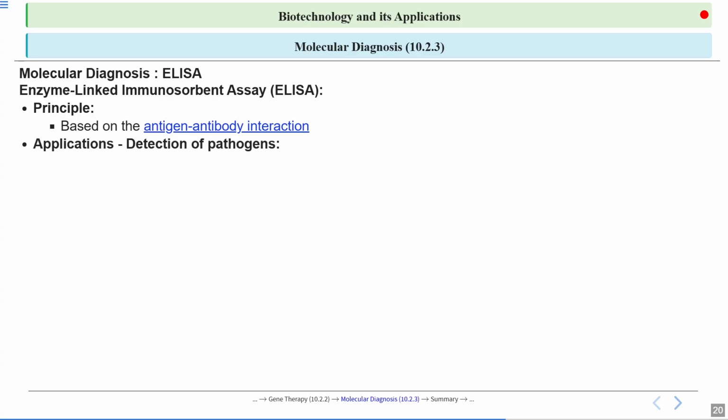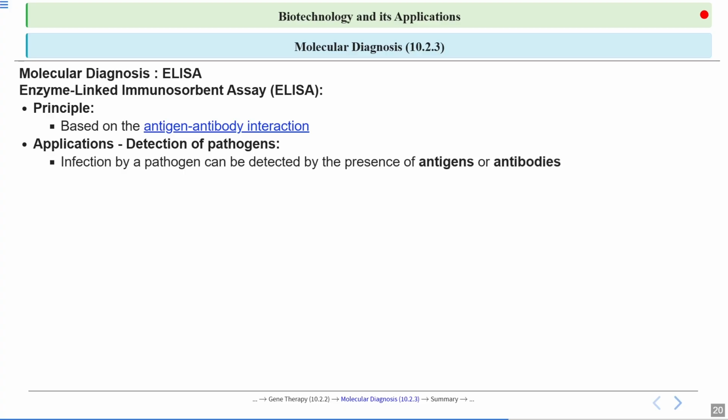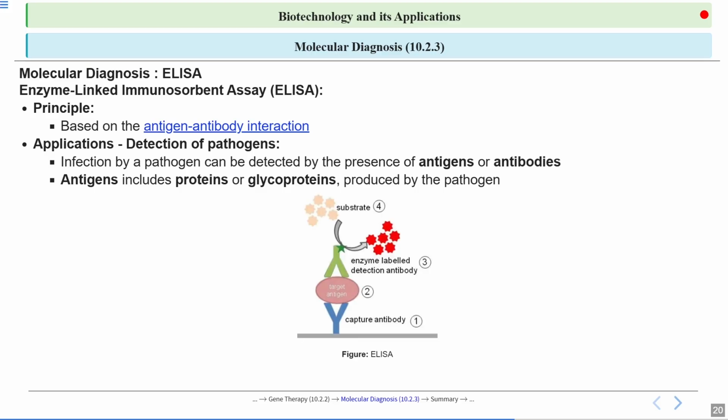Now, how do we detect the pathogen using this? What is its application? The infection by a pathogen can be detected by the presence of either antigens or antibodies. Antigens include protein or glycoprotein, and this is produced by whom? It is produced by the pathogen. Whereas antibody is produced by the human in response to those antigens.